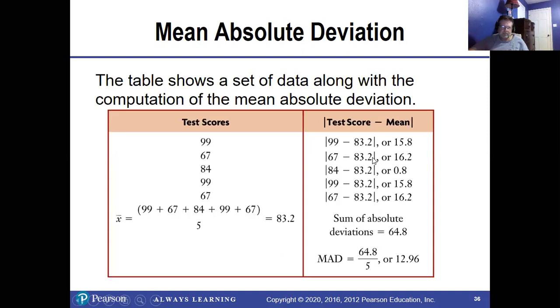Take the absolute value of that number. When you subtract, you get negative 16.2, so make it positive, 16.2. You keep doing that with the other 3 numbers. So now you have these 5 new numbers. You add up these 5 numbers and divide by 5, and that is your mean absolute deviation, 12.96.